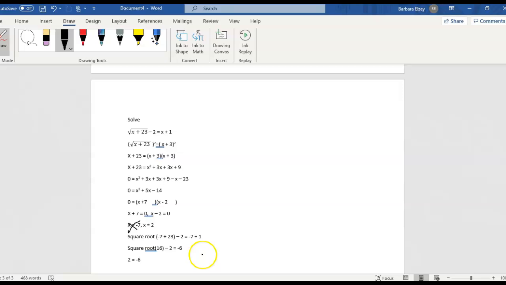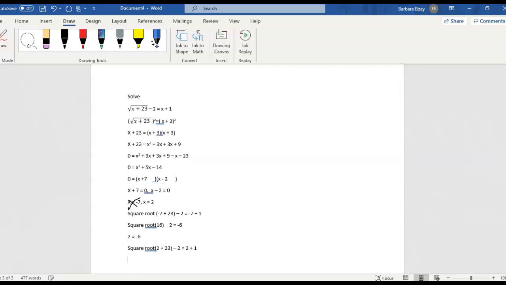All right, so now let's put the 2 in. So we'll have the square root of 2 plus 23 minus 2 equals 2 plus 1. Well, the square root of 25 minus 2 equals 3. And the square root of 25 is 5. 5 minus 2 is 3. And so this one actually checks for us.